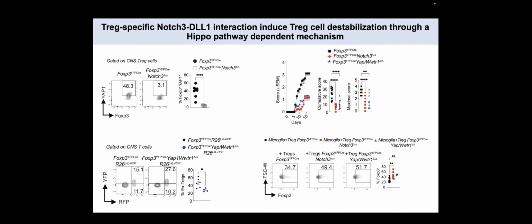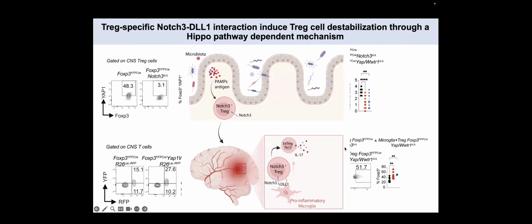To conclude on this part, what we have shown in this study is that microbiota induce Notch3 expression in Treg in the gut. This Notch3 positive Treg migrate to the CNS through integrin-dependent mechanisms. When they arrive in the CNS, they will interact with microglia expressing DLL1. This will lead to an activation of YAP-TAZ in Treg, leading to their destabilization and the generation of exTregs producing IL-17. And this population represents 30 to 40% of the cells that produce IL-17 during EAE.